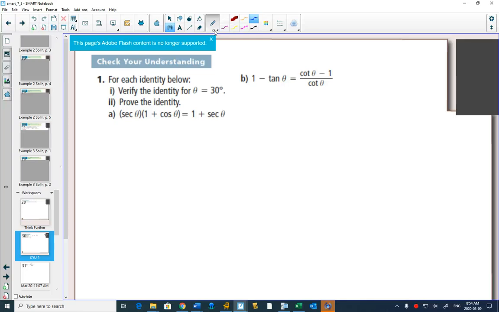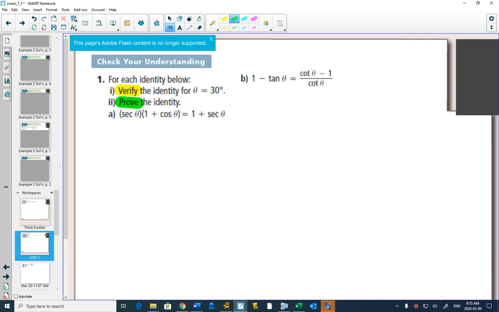Question 1. This is on page 500, and is it on 600? Oh, it's already in the 600s. 607. So we've done our identities worksheet already, in which we have proved.